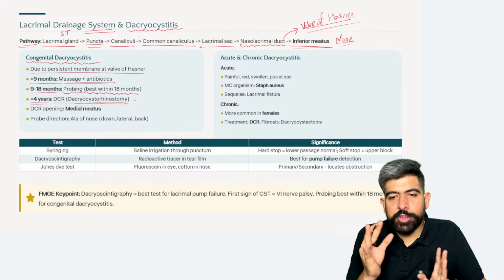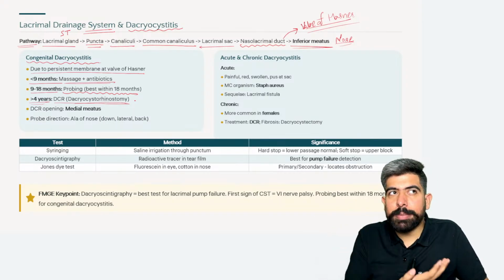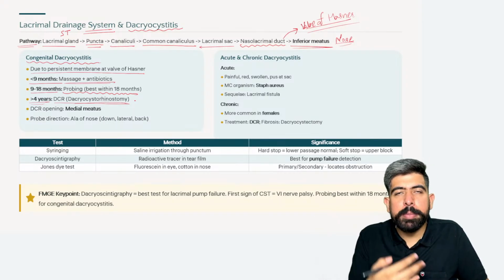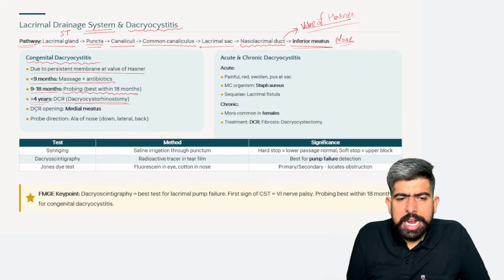Like we can say the surgery of choice, final, right? If the treatment is not working, we have done lacrimal sac massage, and then probing also, and still it is not opening, then final is the DCR.